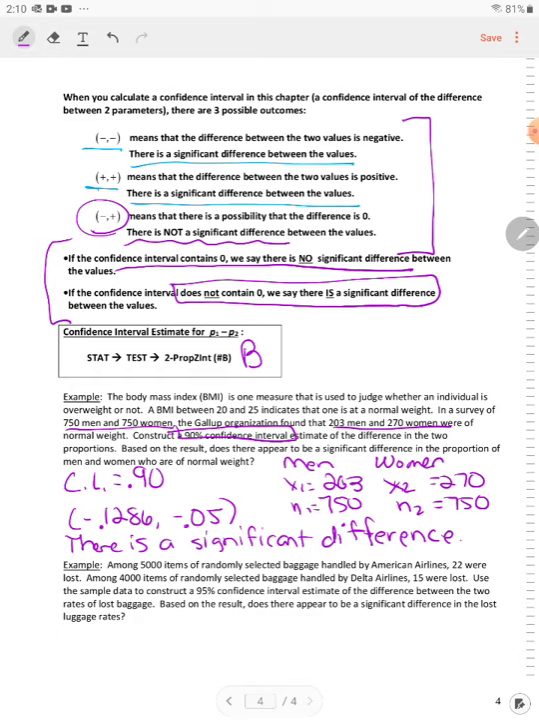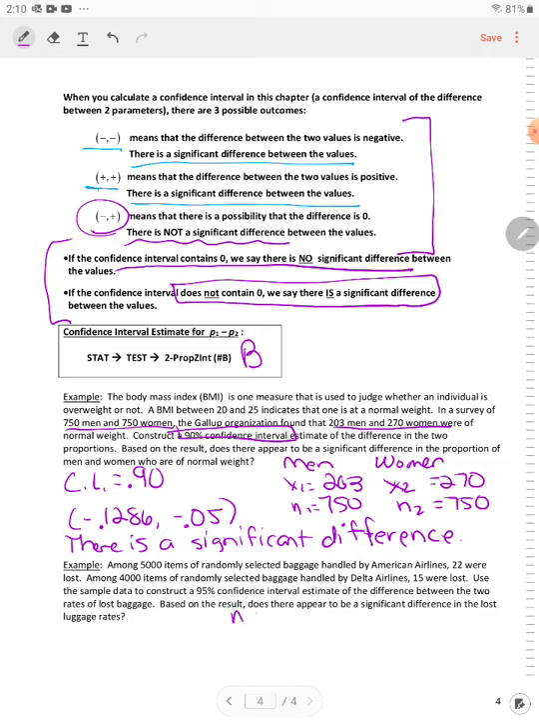Among 5,000 items of randomly selected baggage handled by American Airlines, 22 were lost. Among 4,000 items of randomly selected baggage handled by Delta Airlines, 15 were lost. Use the sample data to construct a 95% confidence interval estimate of the difference between the two rates of lost baggage. Based on the result, does there appear to be a significant difference in the lost luggage rate?